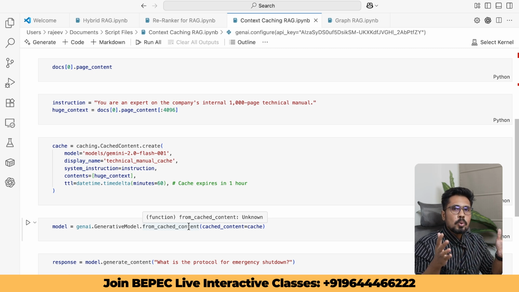Now, if you are trying to work on real-time projects, you can explore these 4 approaches: re-ranking, hybrid RAG, context caching, and graph RAG. This is really going to help you in real time while you are delivering projects to our clients.